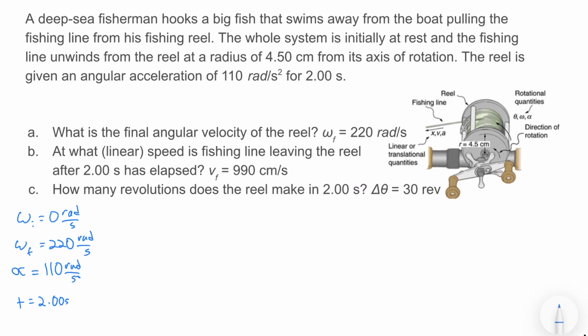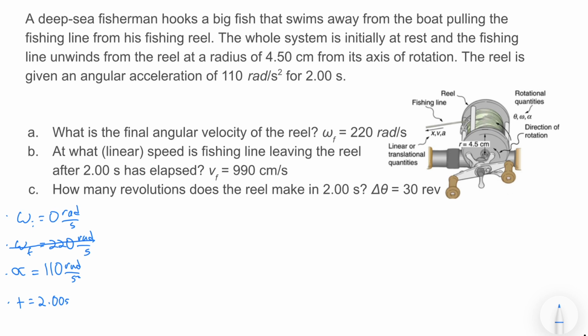Okay, so next up, let's find how many revolutions the reel made in that 2 second time interval. Just as a quick recap, we have four of our kinematics variables solved for, so we should be able to find our final variable, which is the rotation angle, or delta theta. So that's how many revolutions the reel makes in 2 seconds. Remember that we found our final angular velocity in our first question, so let's just use the initial three that we were given.